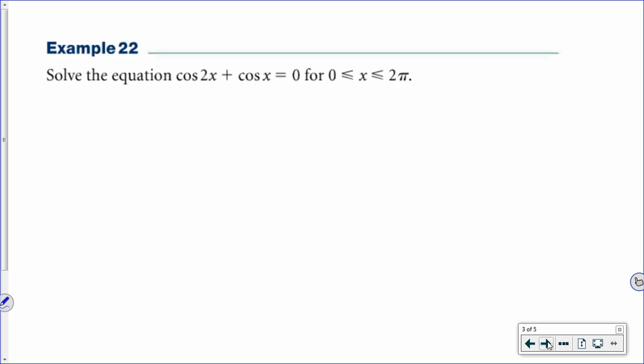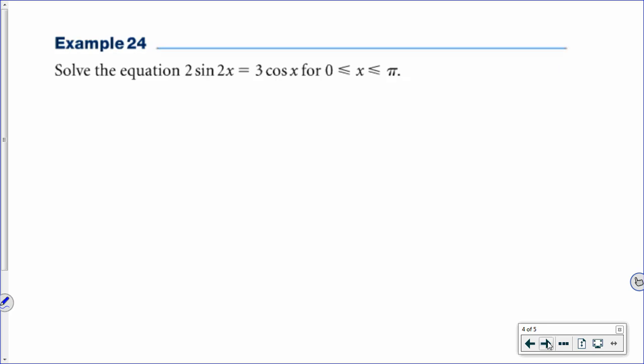Here's an example that we did in the last lesson where we replaced cosine 2x with the identity that's in terms of cosine only. So I'm not going to repeat this one. Here's another equation. This has a 2 sine 2x equals 3 cosine x. It's asking for the solutions on the interval 0 to pi, which is a little interesting, so we'll have to remember that.